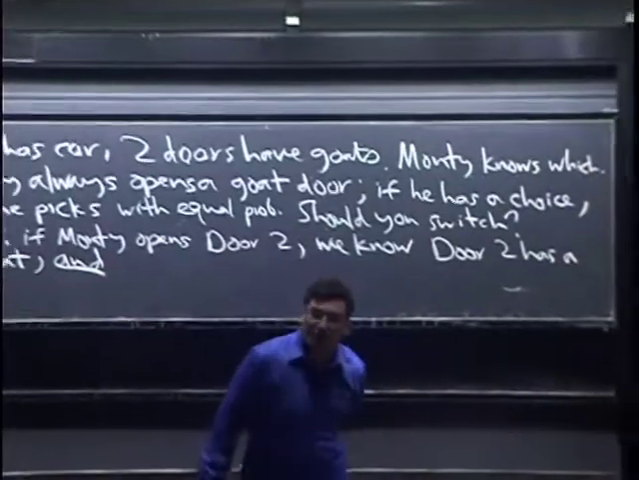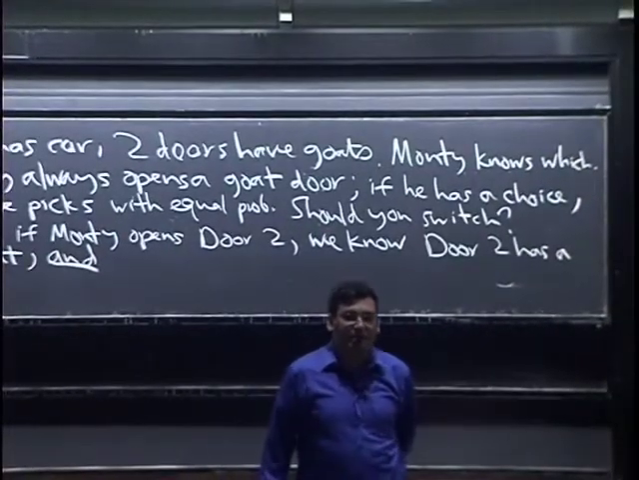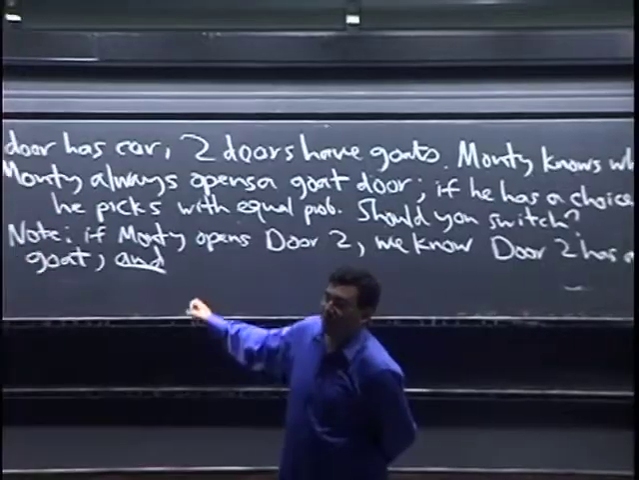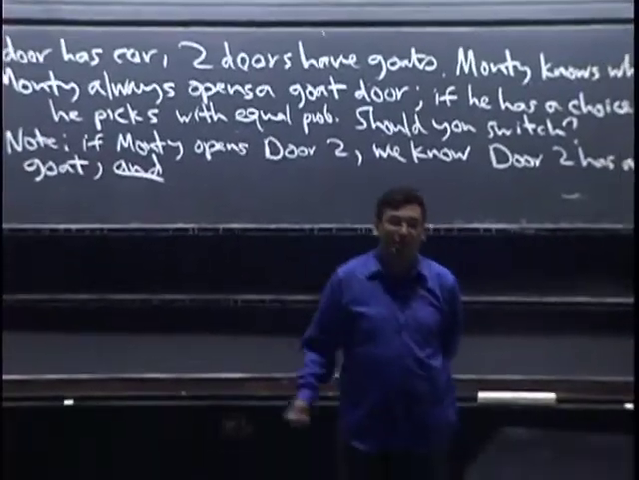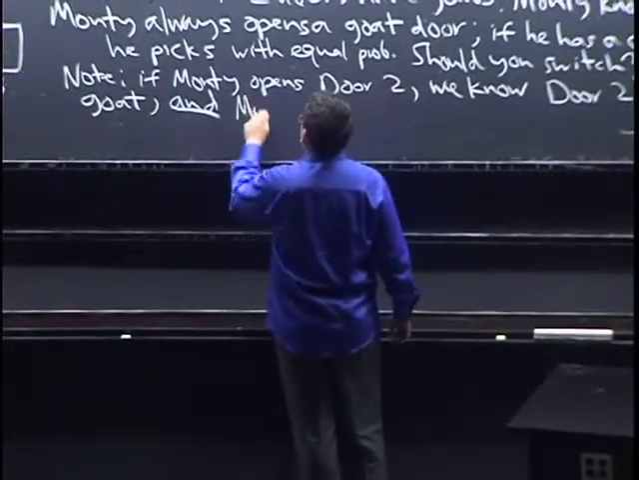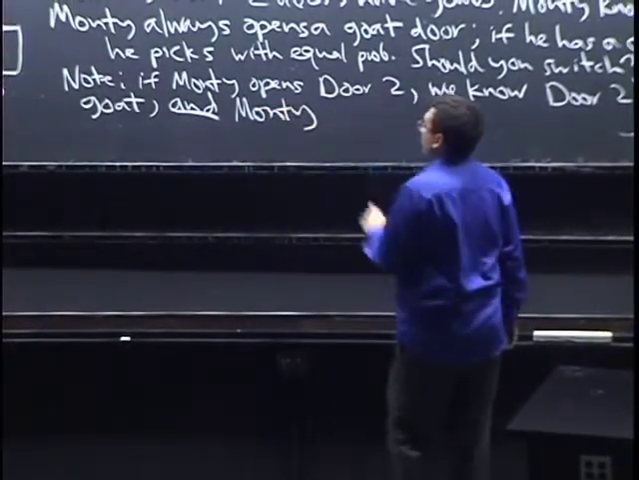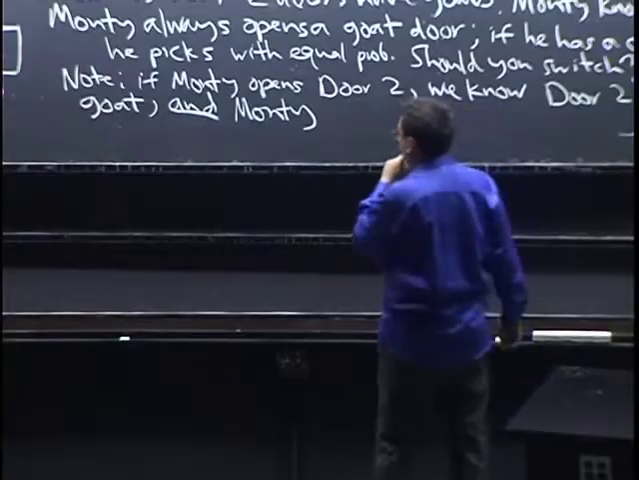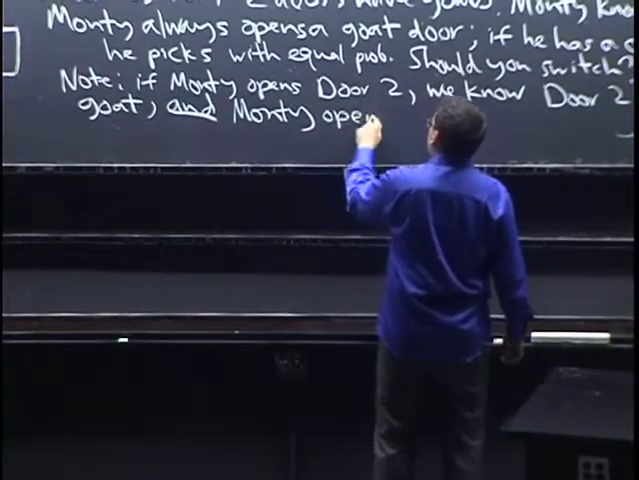So now we're going to start thinking about why it matters that he opened that door. We're not just conditioning on there being a goat there. We're conditioning on the fact that Monty Hall opened door 2. So we have to see, why is that relevant? Why does it become 2/3? Okay.